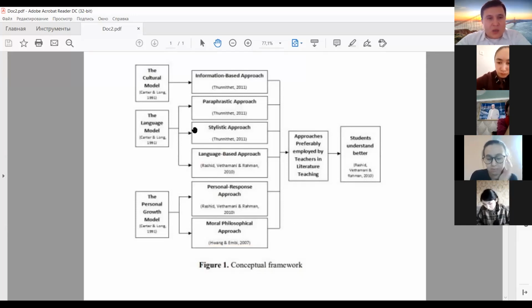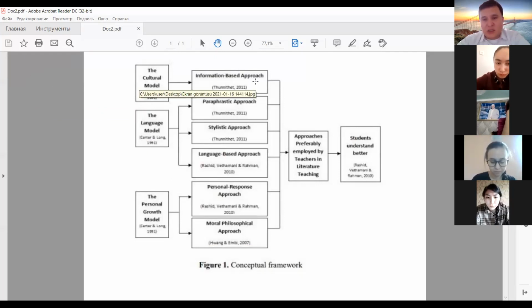So the cultural model, which was presented in linguistics for language learning by Carter and Long in 1991, is connected with the information-based approach. When we are learning literature with the help of the information-based approach, we don't only read the literature text, we also do cultural values exchanges. It means we learn about the culture of the target country.